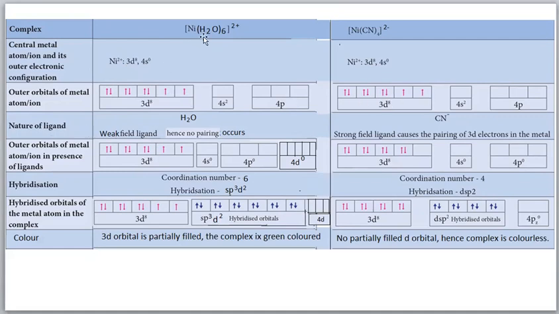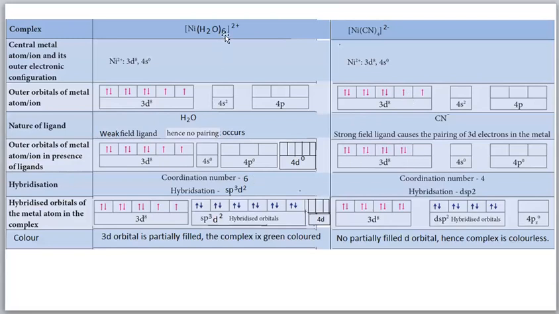Nature of ligand. Here H2O is a weak ligand, hence no pairing occurs. Here CN- is a strong ligand, so pairing of 3d electrons occurs. So here no pairing, so as it is we can write the outer orbital of the metal atom or ion in the presence of ligand. But here there is pairing. So this electron also will come here and pair up. So we'll get like this.